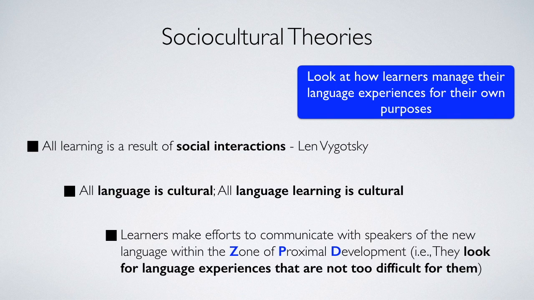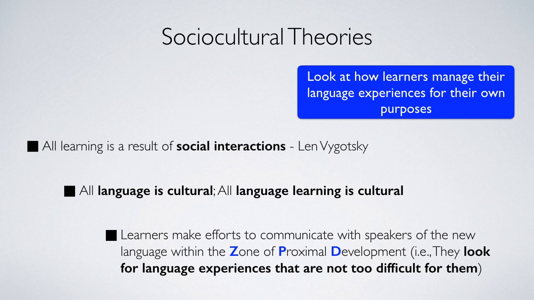Finally, we have sociocultural theories. Sociocultural theories are like the almighty way of looking at things because they appear to incorporate everything with a little bit of social and cultural factors, learners' language experiences, larger cultural contexts, and even cognitive theories. However, what is special about sociocultural theories is that they look at how learners manage their language experiences for their own purposes.